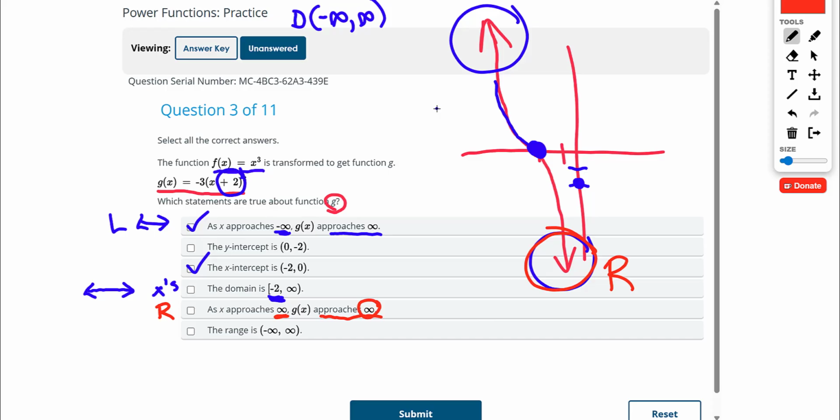And then finally, the range is -infinity to positive infinity. That is true. Range is the y values. Y values go up and down. Well, is this graph going up and down forever? Absolutely.